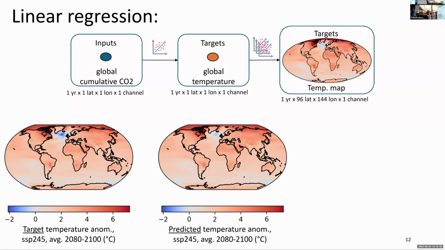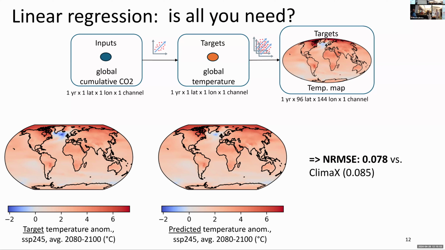And again, we use exactly the same data set in a fair comparison, and we can see that if this is the target, then this is the prediction that the linear regression model makes. And indeed, if we compute the normalized root mean squared error, it's even lower than the current benchmark's incumbent.